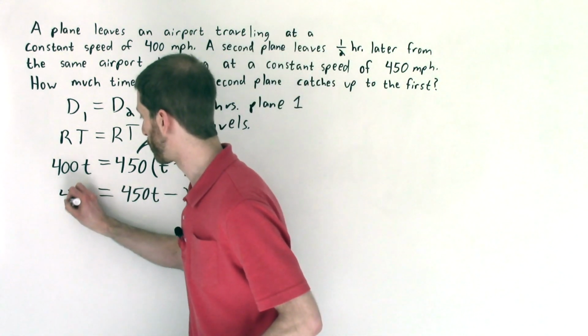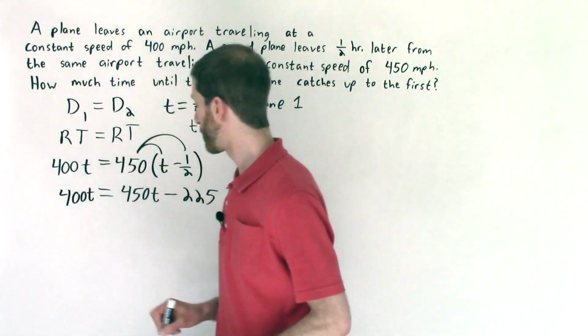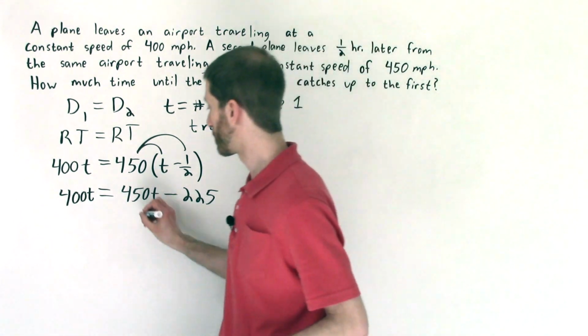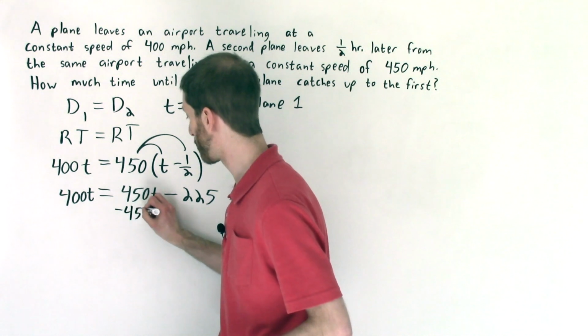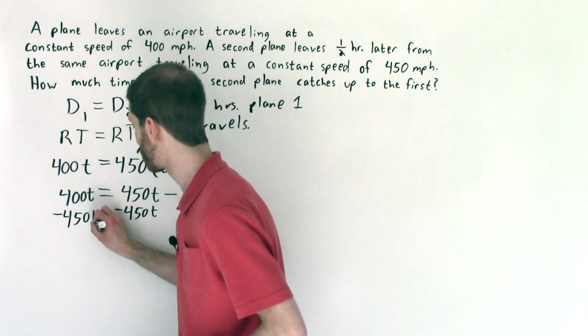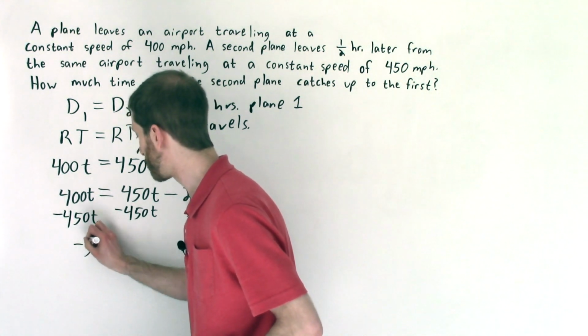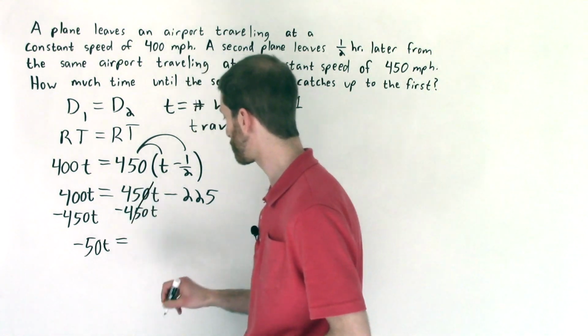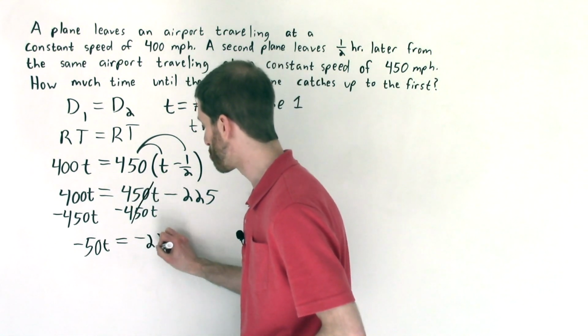And I will copy down the 400t. Now all that's left is we are going to subtract 450 from both sides. So I will subtract 450t from both sides of the equation. Sweet. And we're left with negative 50 times t on the left side is equal to, that cancels, minus 225.